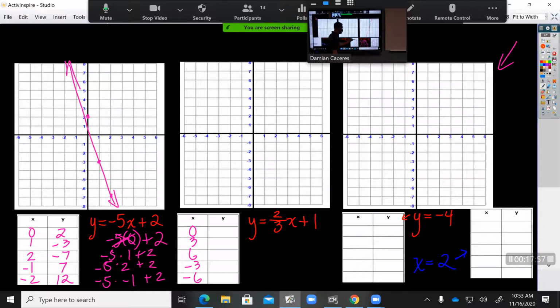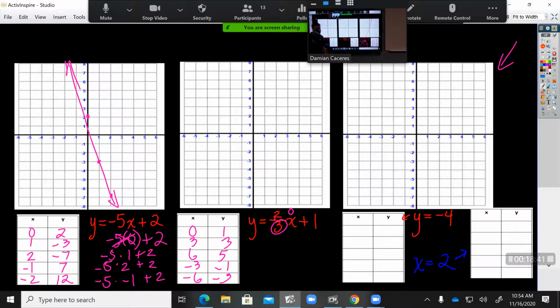On the second one, we couldn't use 0, 1, 2, -1, -2 because it gives us decimals. So if you use numbers that are multiples of your denominator, you'll never get fractions. So now we got 2/3 times 0 plus 1 is 1. 2/3 times 3 plus 1 is 3. 2/3 times 6 plus 1 is 5. You get -1 for the next one, and -3 for the next one.